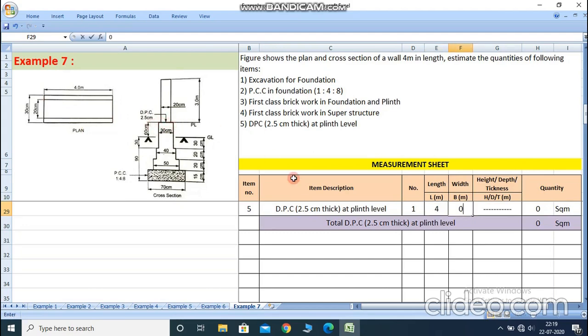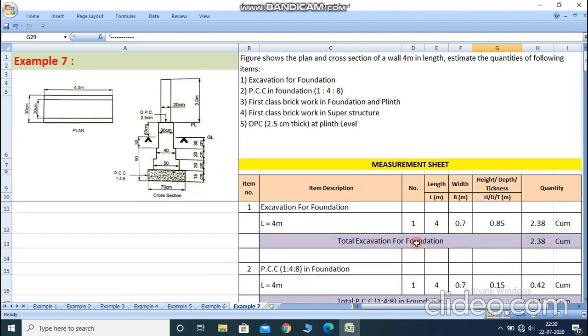So write here 0.3. Now here the thickness of the DPC is given, but here the DPC thickness is not used because it's a small thickness. So DPC is always counted in square meter. So here the multiplication of 1, 4 and 0.3 is 1.2 square meter. It's the DPC quantity. Thank you.